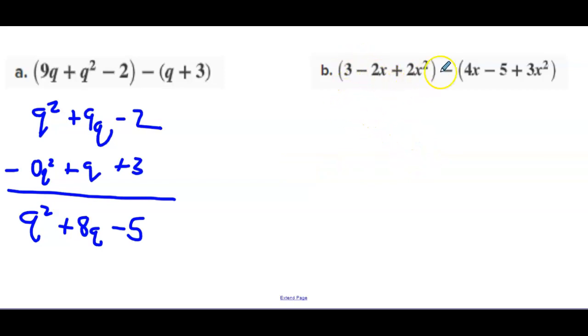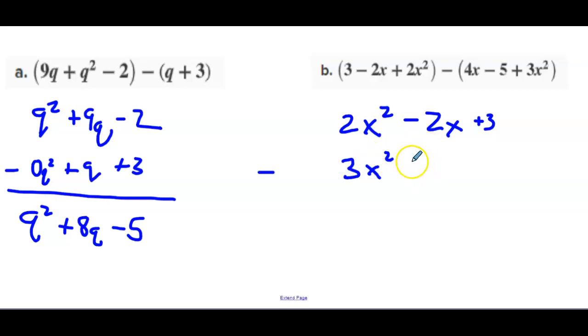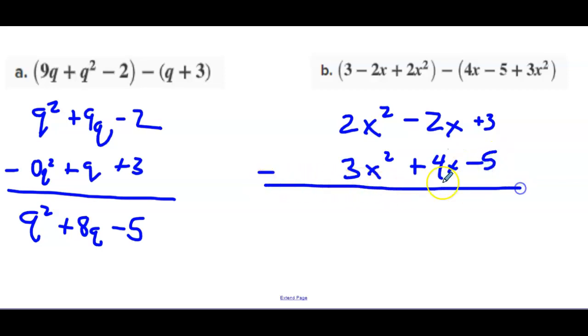Then moving over to this one over here, for B, just writing it in standard form first. So 2x squared minus 2x plus 3. And then we're subtracting, and then we have 3x squared plus 4x minus 5. Okay, our vertical method here.